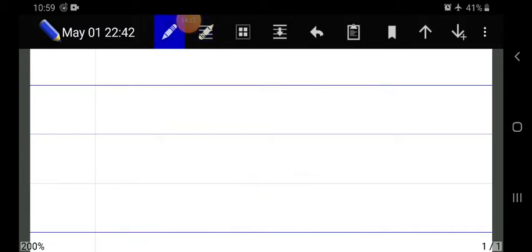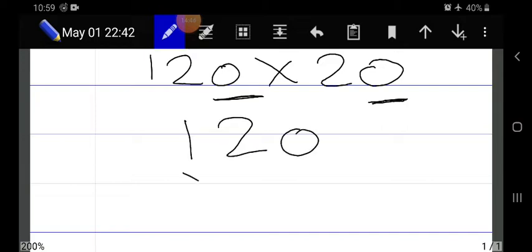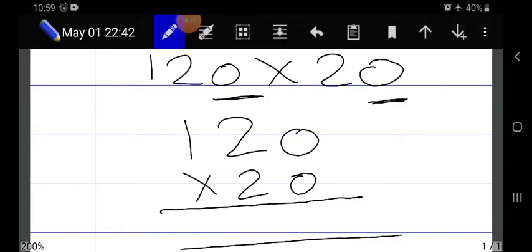One more example related to it. Just suppose you have to multiply 120 with 20. So how many zeros are we having here? Two. Okay, we are having two zeros here. So what we are going to do? 120 multiply by 20. As we are having two zeros here, we will simply put those two zeros here.